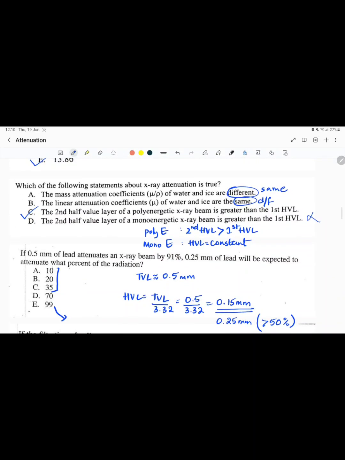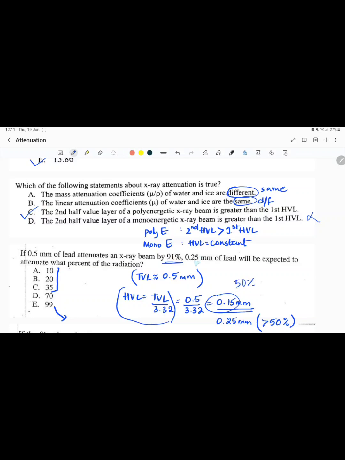The next question, if 0.5 mm of lead attenuates an X-ray beam by 91%, 0.25 mm of lead will be expected to attenuate what percentage of radiation? So here, if the beam attenuates 91%, it is almost like it is attenuating 90% of the beam. So we'll assume that the TVL is 0.5 mm. If you put that into the formula, the HVL which you will get is 0.5 divided by 3.32, which is 0.15 mm. So 0.15 mm is required for 50% attenuation.